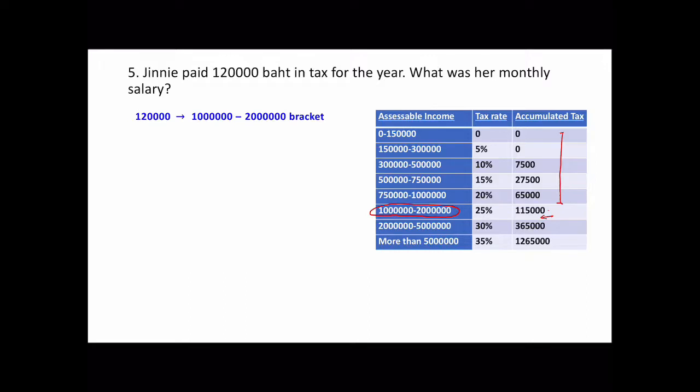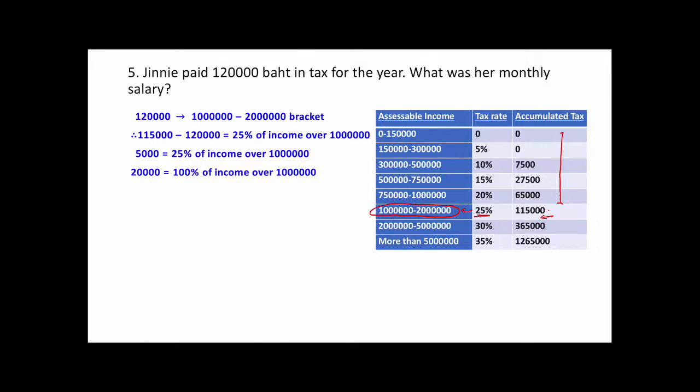So the little bit left over, the 5,000 baht, is 25% of her income in this bracket here, her income over 1 million. So 5,000 is 25% of her income. So we want 100% of the income over 1 million, so we multiply it by 4, so 20,000. So her annual income was 1,020,000 baht. We want monthly salary. So that means we need to divide by 12.